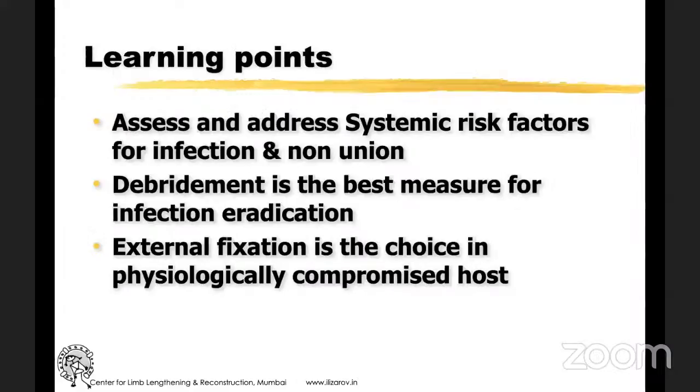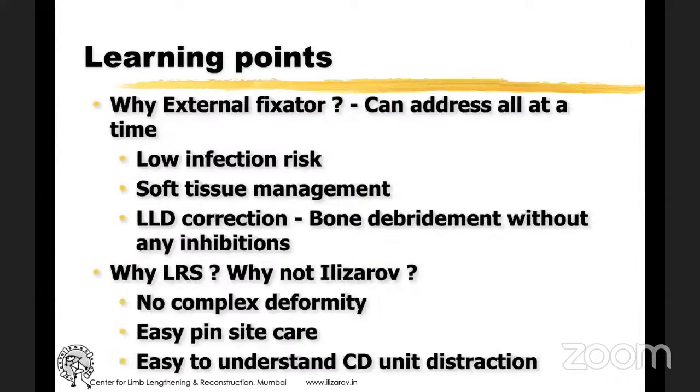So the learning points from this case are: we have to assess and address the systemic risk factors for infection as well as non-union. Debridement is the best measure for infection eradication. External fixation is the choice in a physiologically compromised host. Why we applied external fixator is that it can address infection, soft tissue management, and LLD correction.